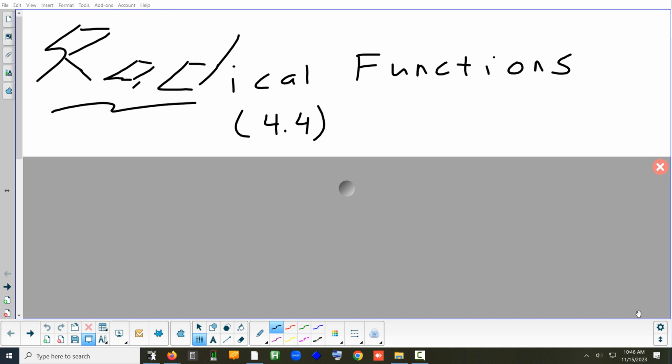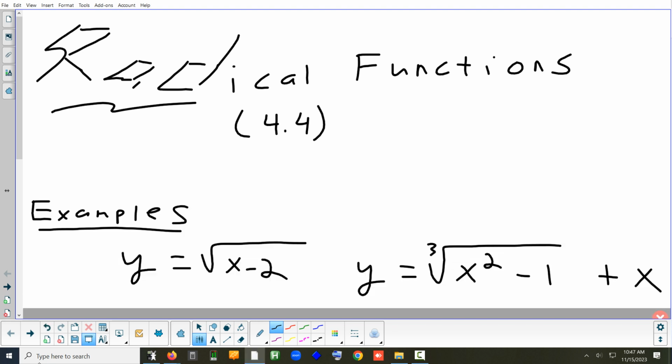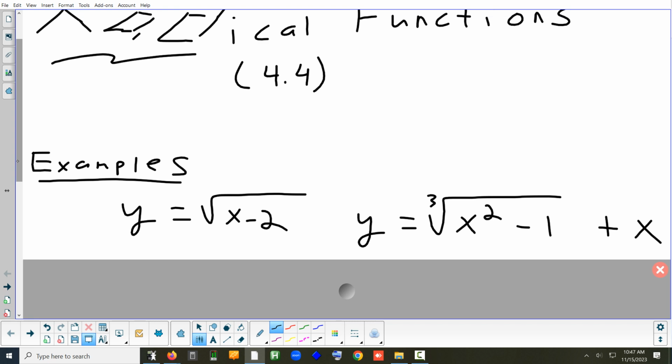Right, so in 4.3, we looked at rational functions. Those are functions that have fractions. In 4.4, which is the last section for this chapter, we look at radical functions. Radical functions are basically functions that have a root in them. It could be a square root, it could be a cube root, but it has some kind of root. There's a couple examples of radical functions.